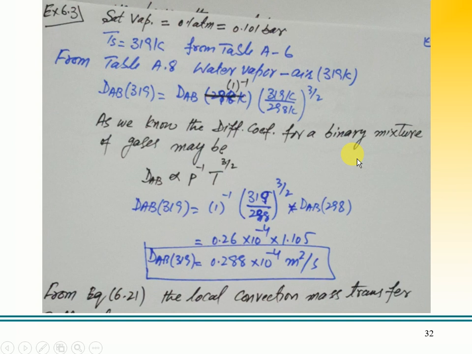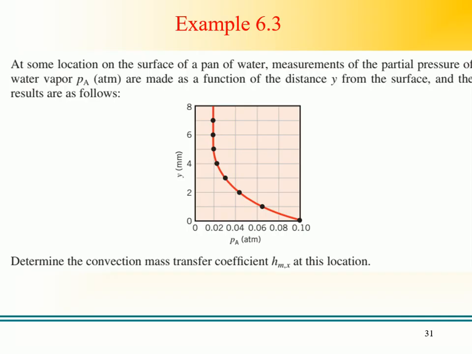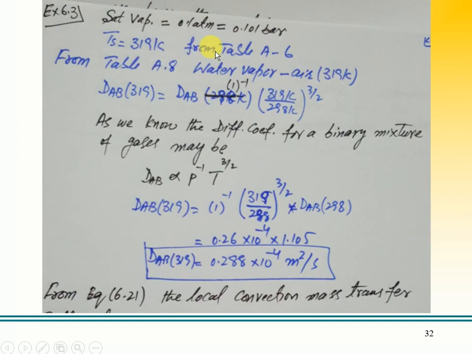If you see, the saturated vapor is at about 0.1 atmosphere. At 0.1 atmosphere, the vapor is completely saturated, as the graph shows, because y is equal to 0 here. So that is 0.1 atmosphere, 0.101 bar, and Ts is 319 K. From the tables, in Appendix A6, for water vapor and air at 319 K, we can find out the value of DAB, the binary diffusion coefficient.